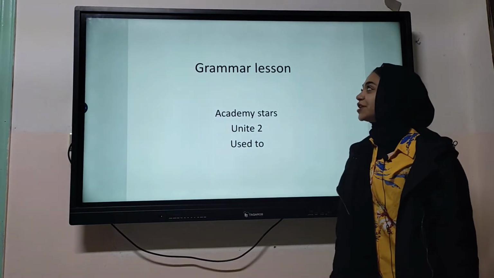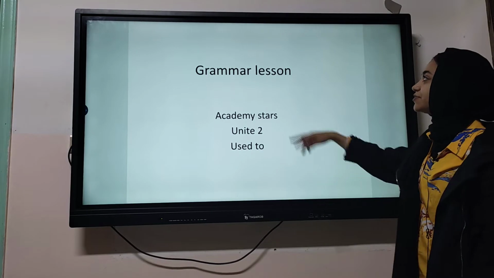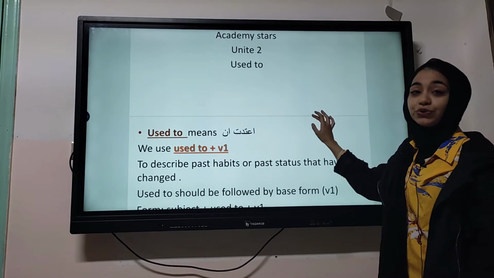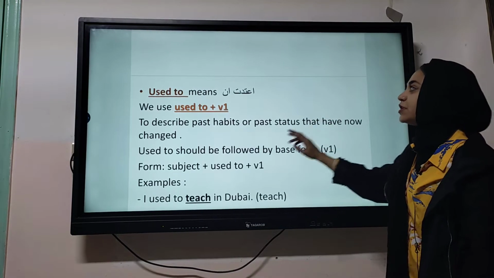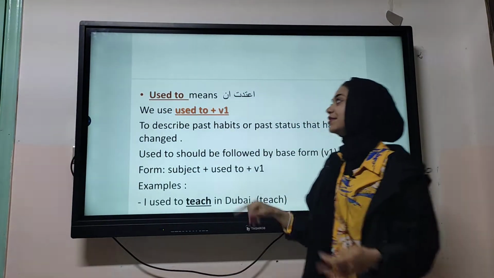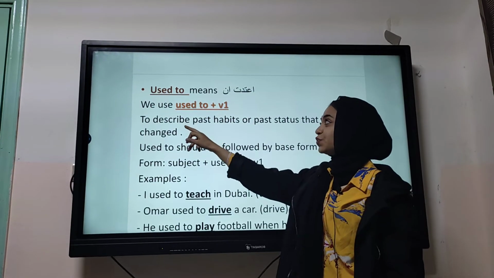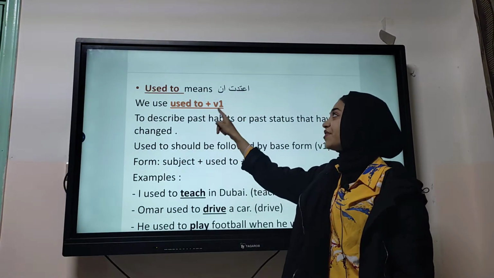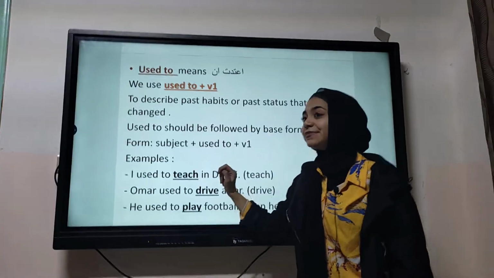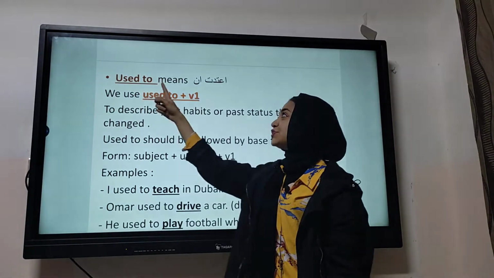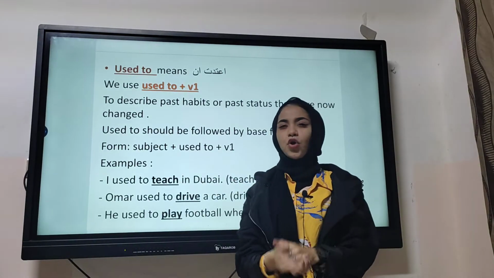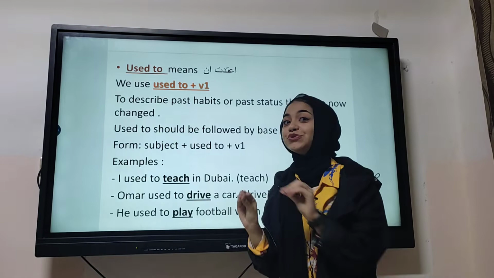So inshallah today we are going to talk about the grammar lesson, Academy Stars, Unit 2, used to. Used to means اعتدت أن. So we use used to plus verb 1 or past form. Who's going to tell me, when do we use used to?